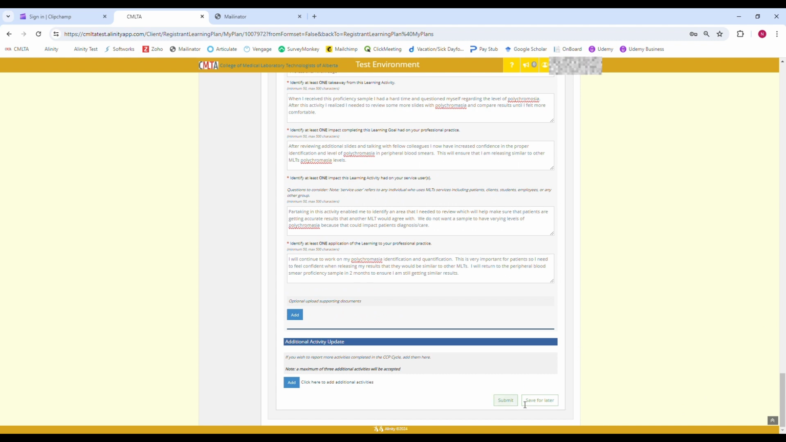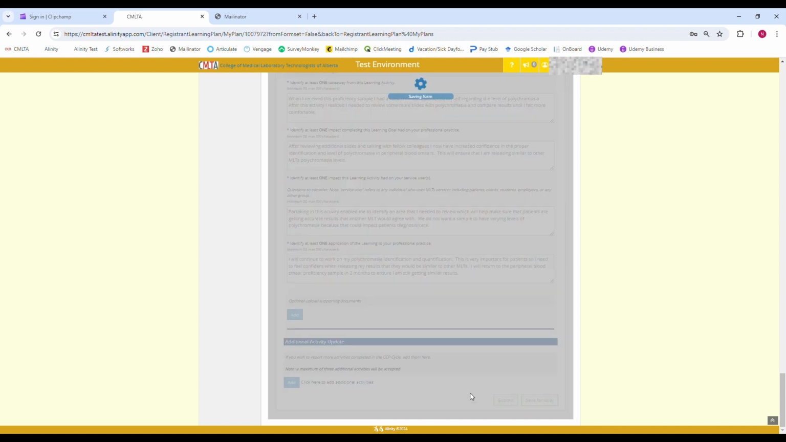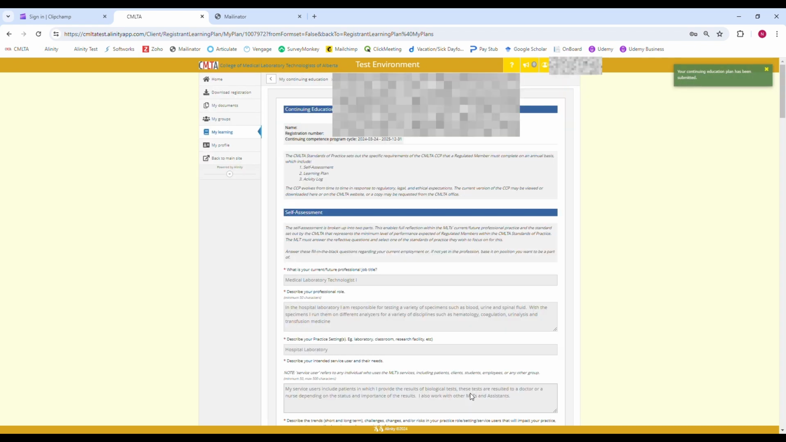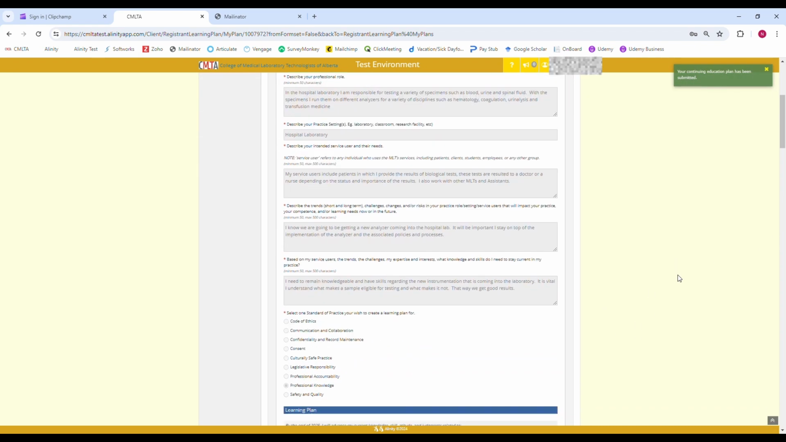The MLT can then click Submit when they have finished providing the information required. The information will then be saved for the MLT.